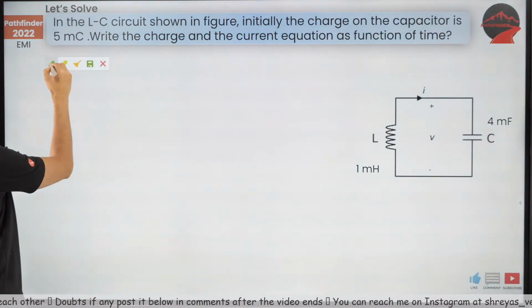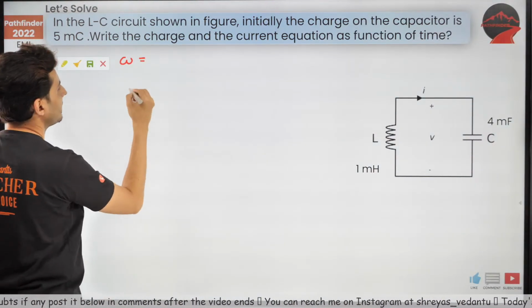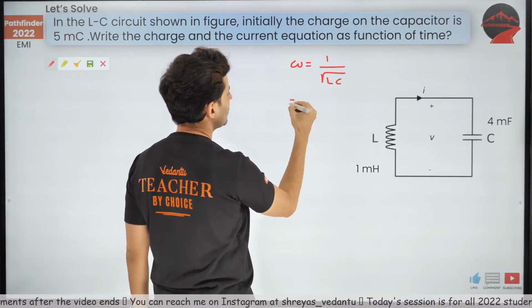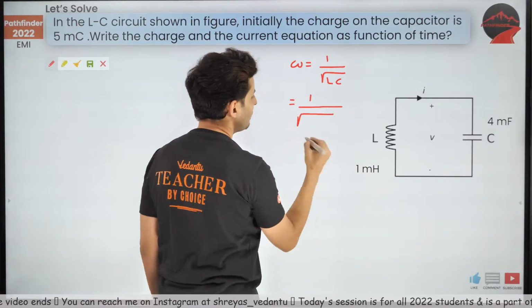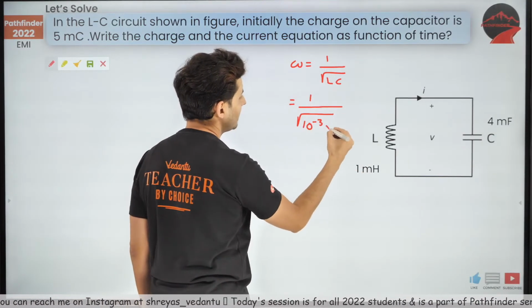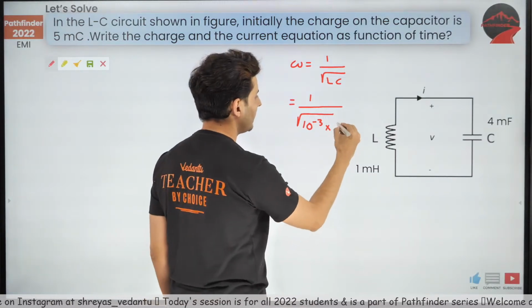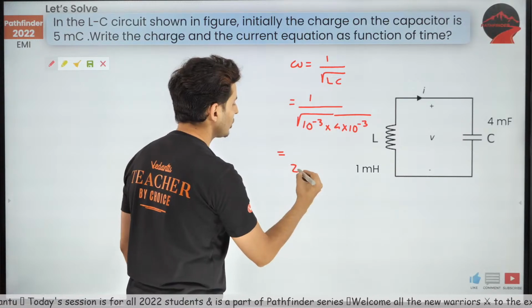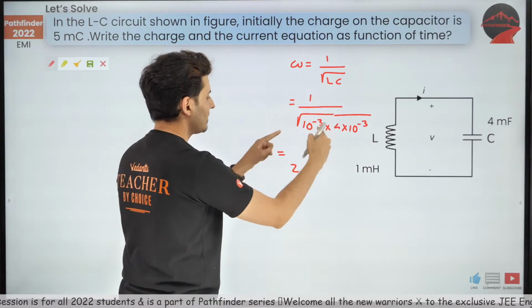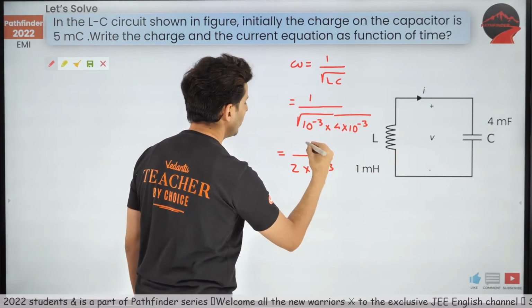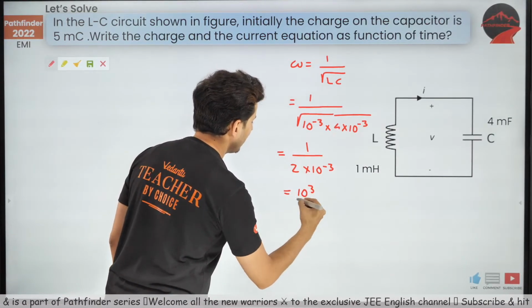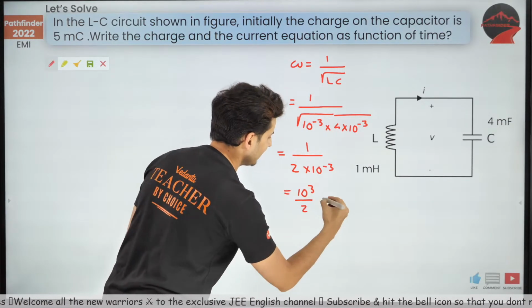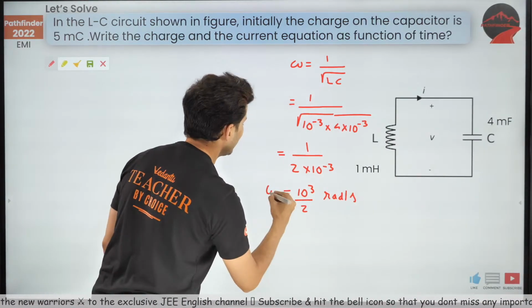Let's find one thing at a time. Omega. What will be omega? Omega is 1 by root over LC. So it will be 1 by root over L, which is 1 millihenry, so 10 to the power minus 3, and capacitance 4 into 10 to the power minus 3. Now root of 4 is 2, and root of 10 to the power minus 3 times 10 to the power minus 3 is 10 to the power minus 3. Both will come in the denominator, so it will become 10 to the power 3 by 2. That's basically 1000 radians per second. So that is omega.